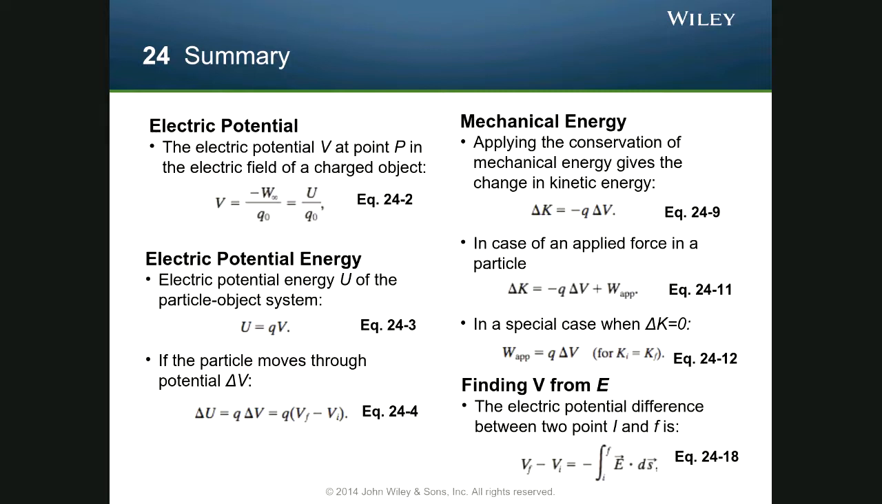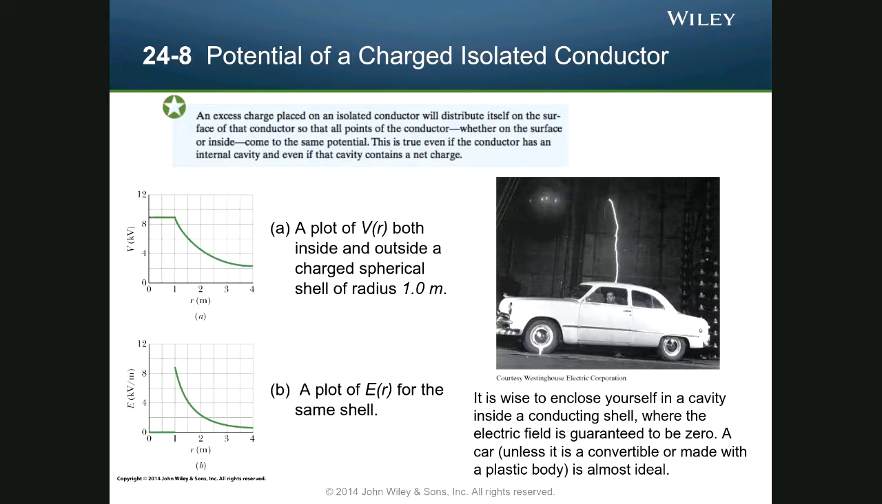So that's this idea of a Faraday cage, which is pretty good. If you're in a lightning storm, it's wise to enclose yourself in a metal shield, because you'll notice that the electric field... So we have here a plot for both inside and outside the charged spherical shell. Here we have our potential, and then it decreases as we go farther away. But you'll notice the electric field, the ability for the charges to move, is zero inside, right?